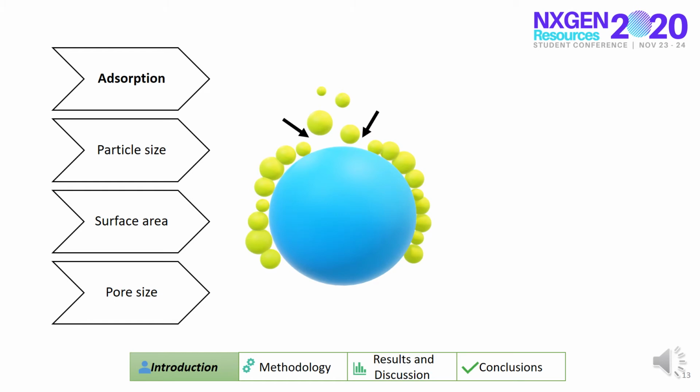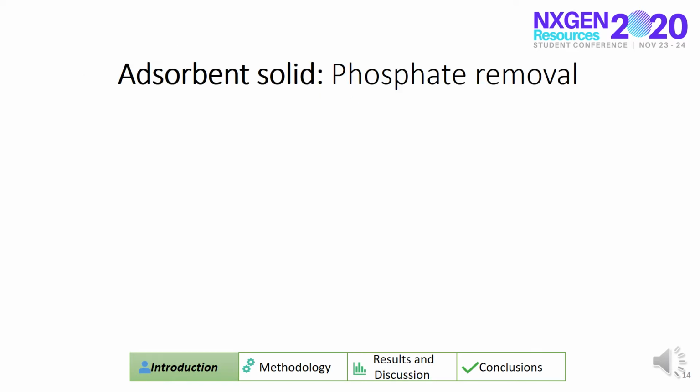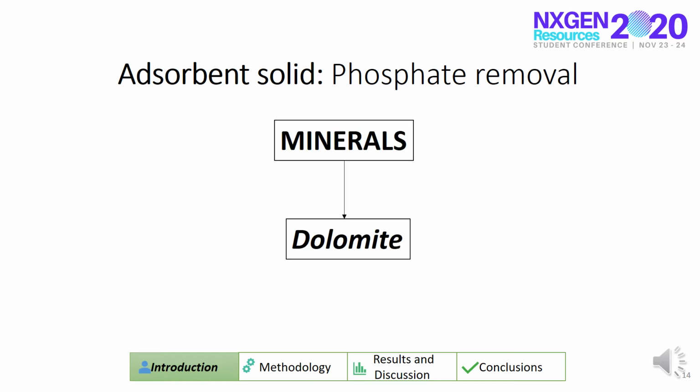In the adsorption process, the efficiency of the contaminant removal can be influenced by several factors, such as particle size, surface area, and pore size. Different materials can be used as adsorbent solids. Minerals such as dolomite, which is a sedimentary metamorphic rock, are considered an economically suitable alternative as adsorbent solid.